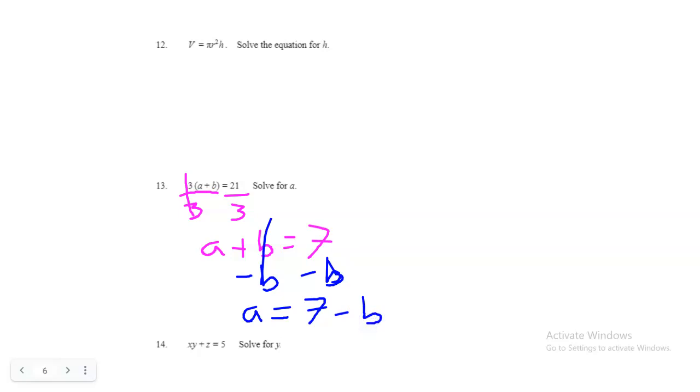Okay, so literal equations. They're not hard. You're just going to see more variables than you're used to, okay? And on the homework, you're going to be asked to solve for a certain variable, and you're going to have to manipulate the equation so that that variable is by itself.